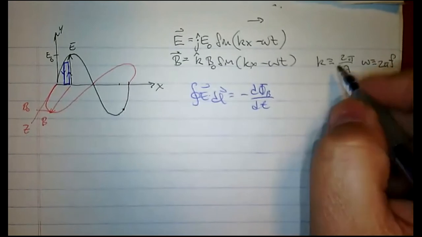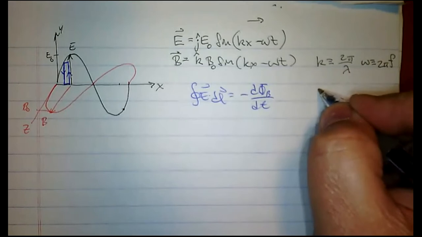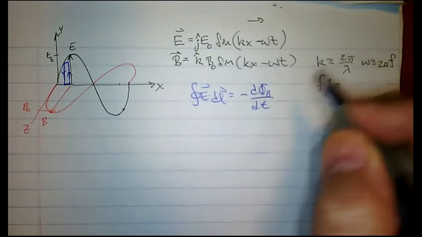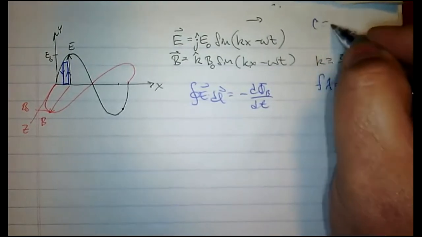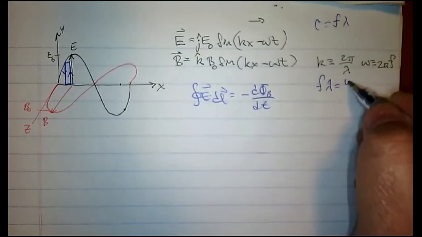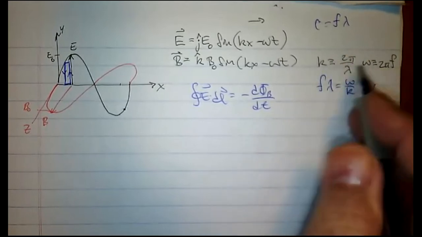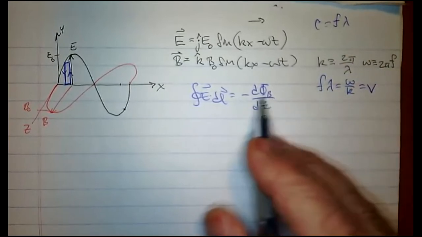Oh, and by the way, you can combine this and see that C equals F times lambda, which I already showed you. F times lambda is actually the same thing as omega over K, which turns out to be the velocity. So that's something else that comes from this if you want to do it.